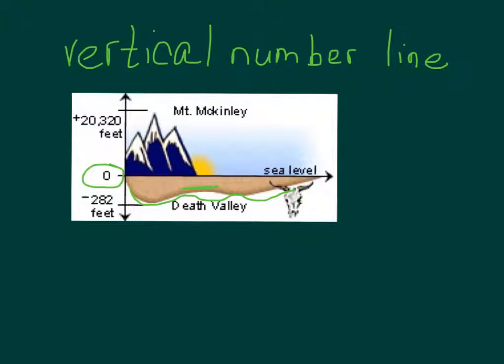Now then we see up above here, we see Mount McKinley, and we see that Mount McKinley is 20,320 feet above 0. So when you're looking at a picture like this, make sure that you note your numbers correctly. If someone asks you, what is the height of Death Valley? Make sure you put a negative in front of that to show someone that that's -282 feet or 282 feet below sea level.